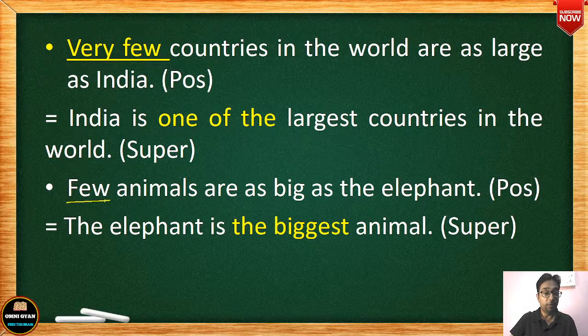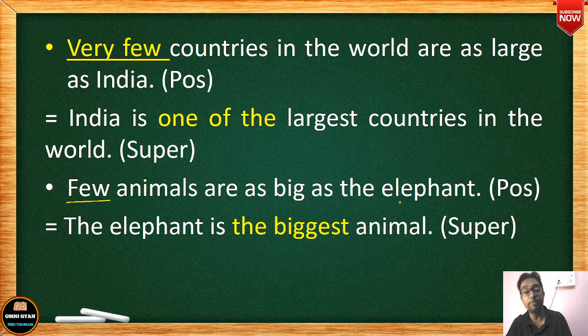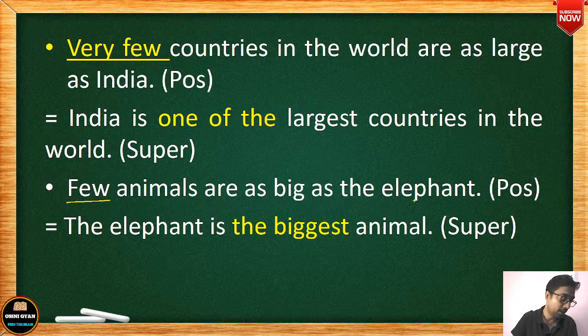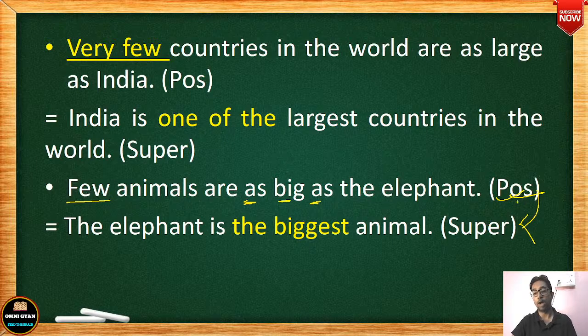Then few animals, same thing, very few and few. Sometimes they will give you few also, sometimes they will give very few, but it is same. So few animals are as big as the elephant. इसका मतलब there are other animals also which could be as big as the elephant. So elephant is not the only biggest animal. ठीक है, elephant एकलौता बड़ा जानवर नहीं है, ऐसे बहुत सारे जानवर हो सकते हैं. तो as plus degree plus as, so it is in positive degree. Now you are asked to change it into superlative degree. आपको कहा गया आप इसी सेंटेंस को superlative degree में चेंज करके दिखाइए.